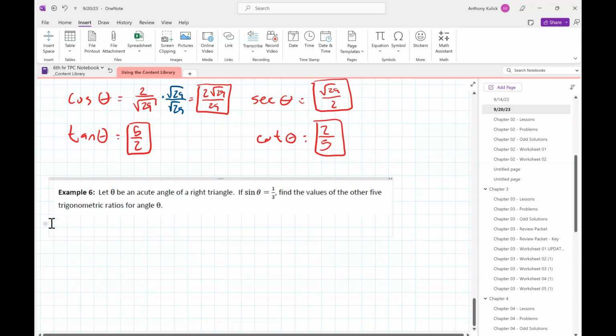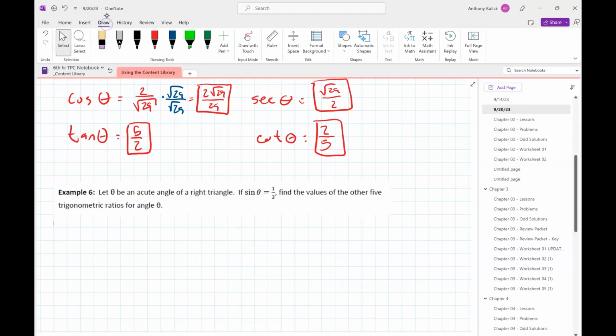So here it says, let theta be an acute angle of a right triangle. If sine theta is 1/3, what are the values of the 5 other trig ratios? What am I going to start by doing? I'm going to start by drawing myself a picture. So there's theta. If sine theta is 1/3, I know the opposite side is 1, and the hypotenuse is 3. So to find the missing side there, I can do the Pythagorean theorem. But here I have to be a little bit careful.